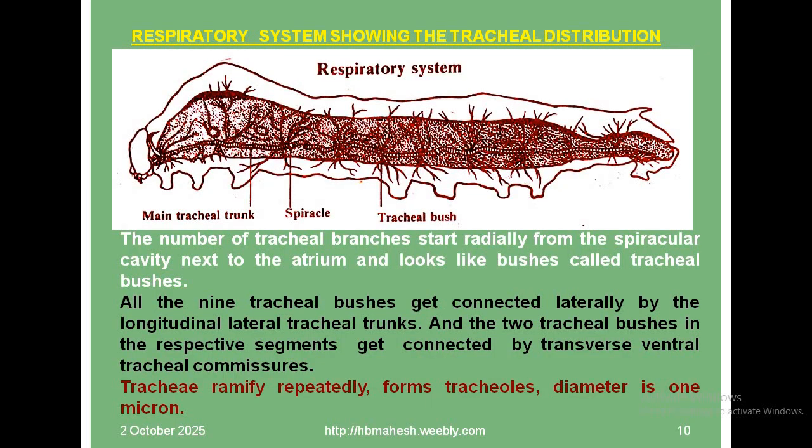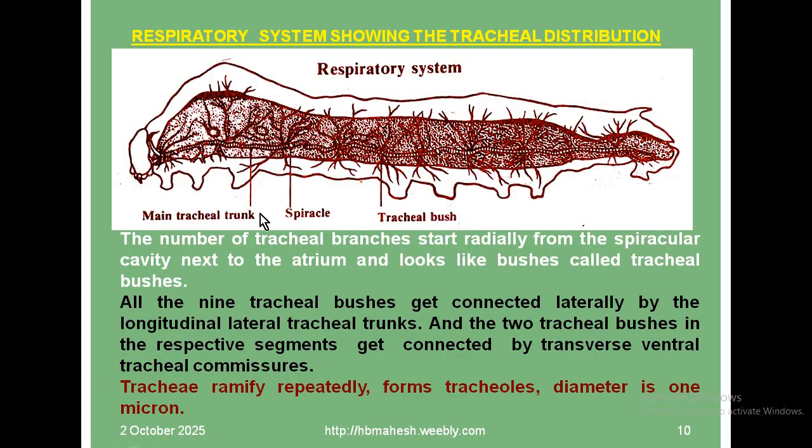See, this is the diagrammatic representation of the respiratory system in silkworm larva, showing the tracheal system distribution. The tracheal branches start radially from the spiracular cavity next to the atrium and look like bushes, called tracheal bushes. Here you can observe one tracheal bush, this is another tracheal bush, this is another one. You can find 9 pairs of tracheal bushes.